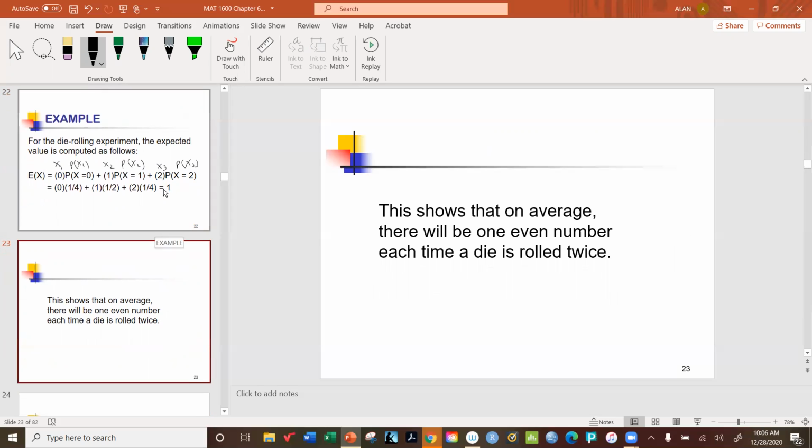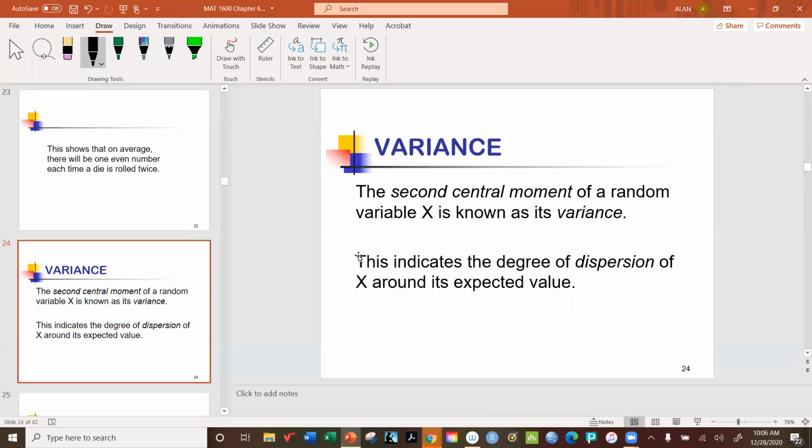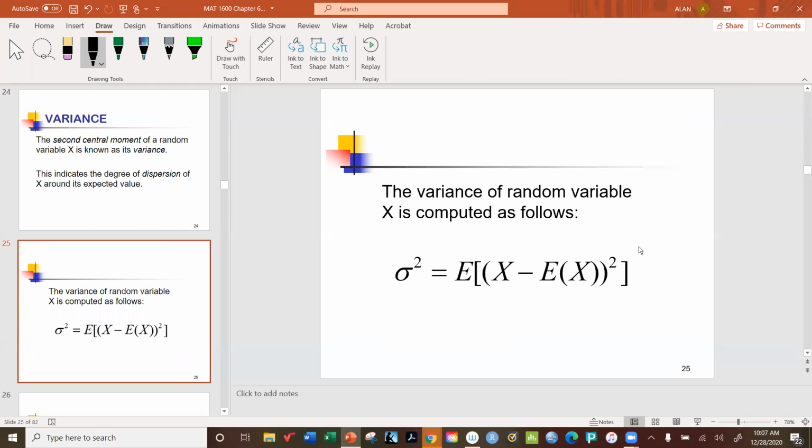Okay, now the variance is, again, closely related to what you saw with the population variance. Formally, it's known as the second central moment. You don't really have to know that. But this is equivalent for a sample or a population. This measures the dispersion of X around its expected value. How spread out can those values get? And this is the formula. Now, this is the formal definition. This is not the formula we will be using, but this is the formal definition.